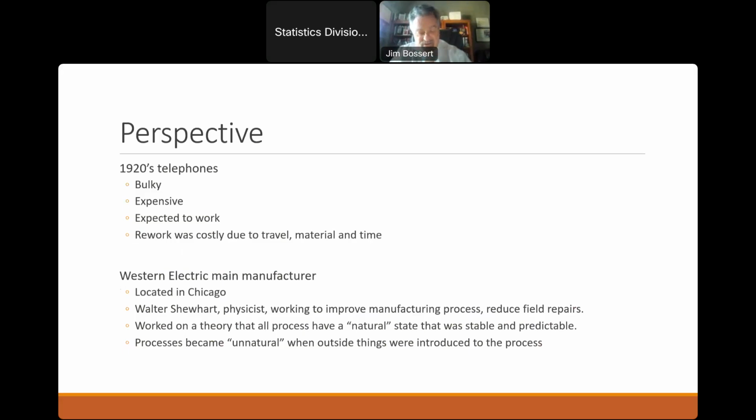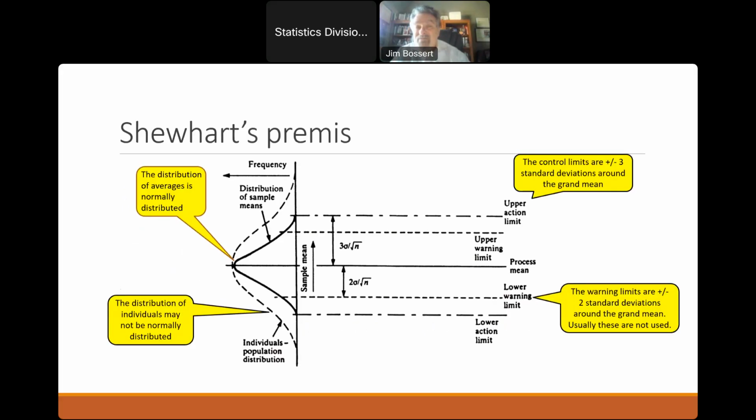He also asked how a process becomes unnatural. Well, something goes on to cause it to go wrong, something from outside. So he was talking about how we minimize the impact of outside influences on a process. At the time, that was kind of a radical theory. Not many people really understood much about processes, so it was kind of interesting that he approached it.